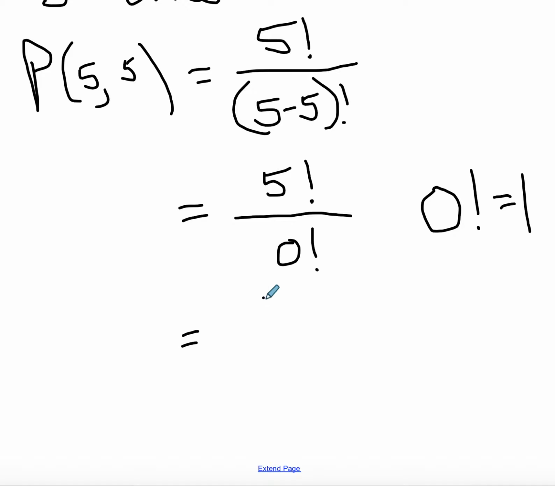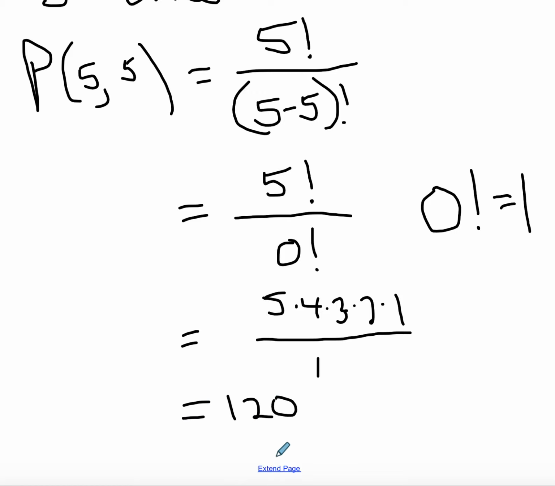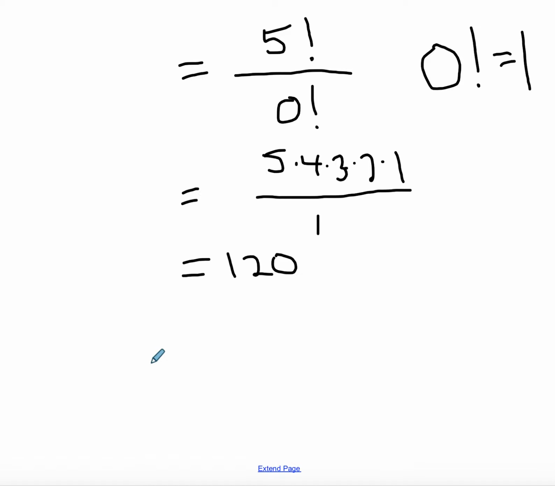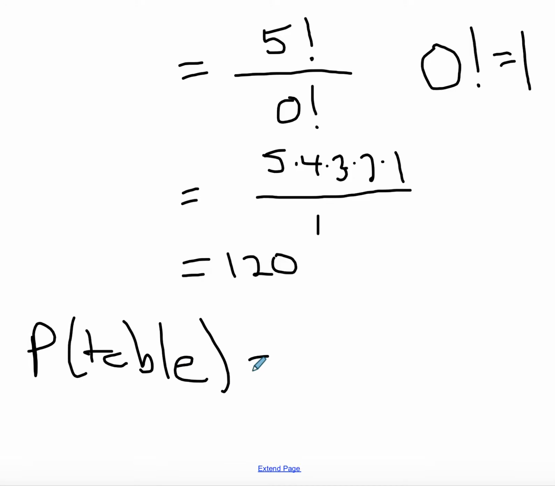So what you have is 5 times 4 times 3 times 2 times 1 on the top, over 1 on the bottom. And that gives you 120. So there's 120 different words that you could make. They're not all words. So now we want to look at the probability of the word table. And for table, there's only one way out of those 120 to get the word table. So the probability would be 1 out of 120. And that's how you do permutations. And that's how you can use permutations and combinations in your probabilities.